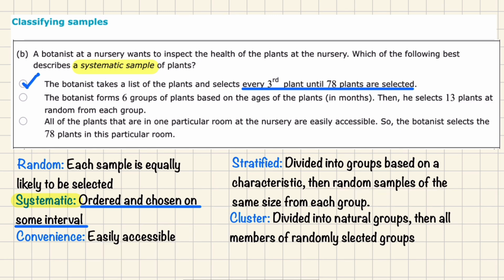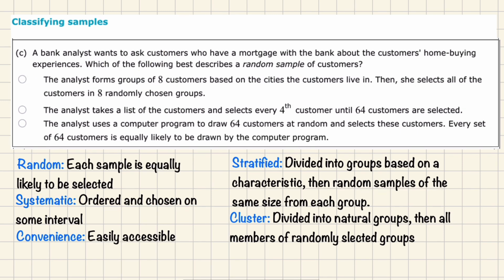Moving to question C, we're told that a bank analyst wants to ask customers who have a mortgage with the bank about the customer's home buying experience. Which of the following best describes a random sample of customers? So this time we're looking for random, where each sample is equally likely to be selected. Our first option, the analyst forms groups of 8 customers based on the cities the customers live in. Then she selects all of the customers in 8 randomly chosen groups.